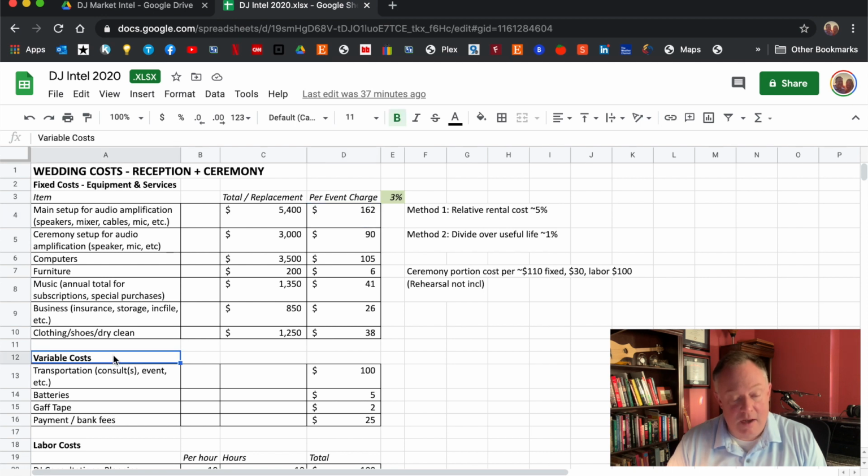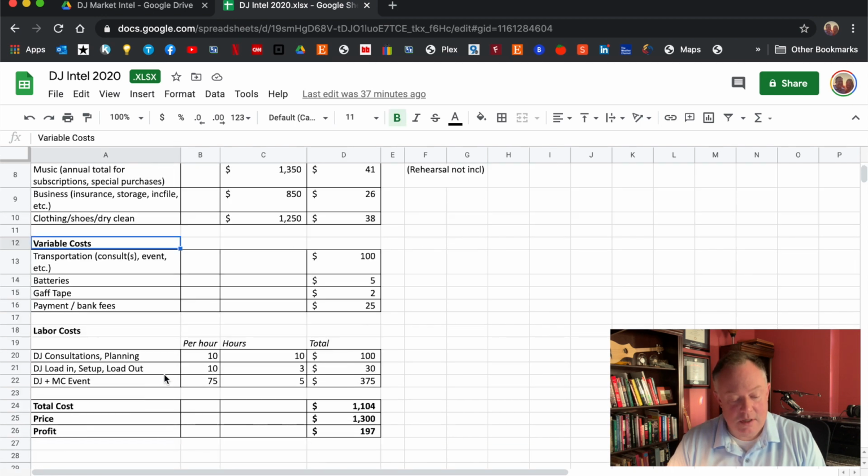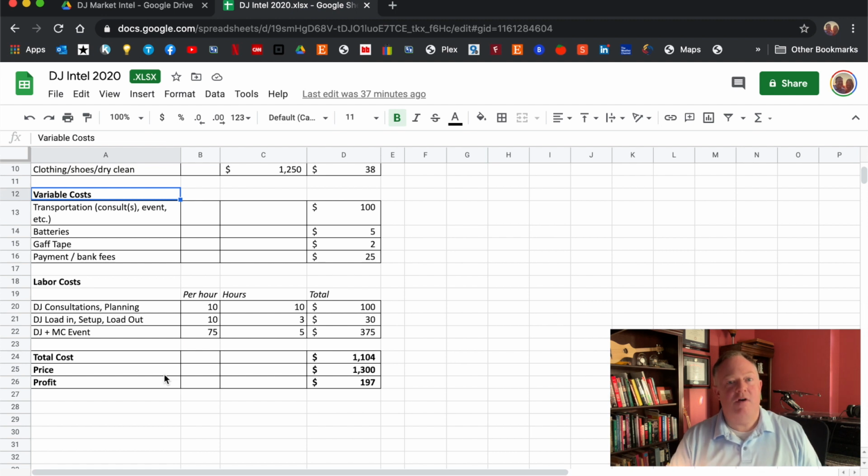Now, variable costs. If I have 0 weddings this weekend, I don't have to spend any of this money. If I have 1 wedding, I have to spend this money times 1. If I have 2 weddings this weekend, I have to spend this money times 2. It's really simply transportation for me, batteries and some tape, and basically payment and bank fees from accepting deposits and balance payments and stuff like that.